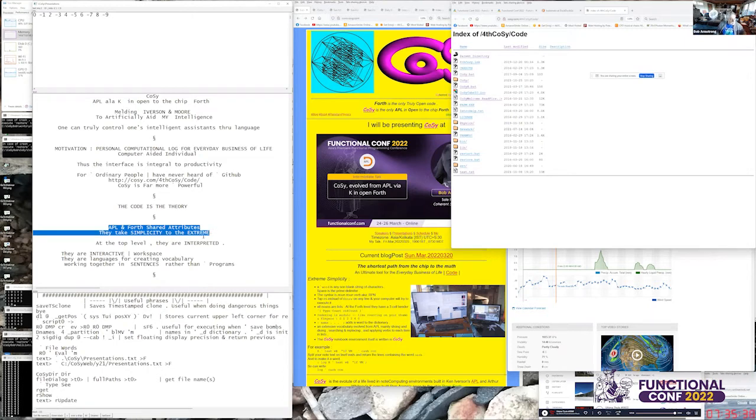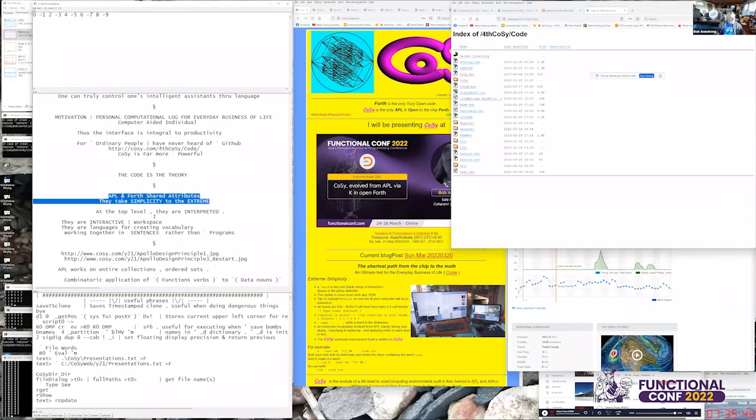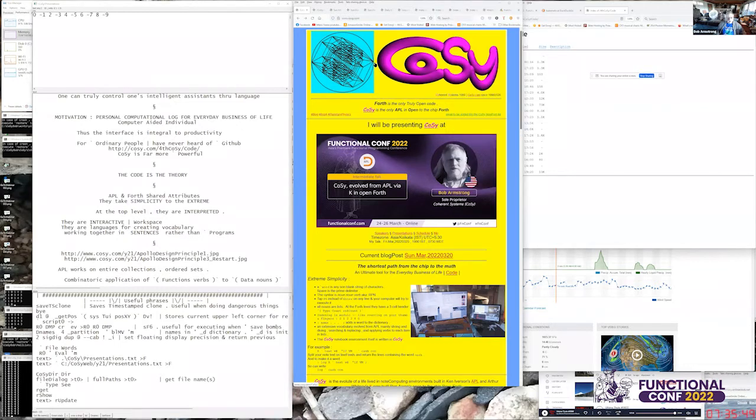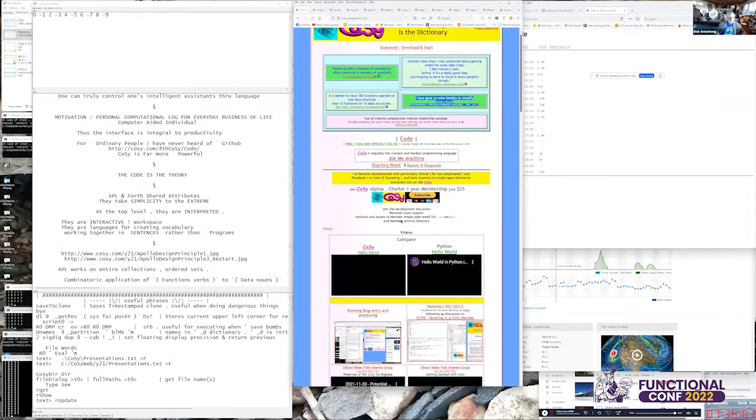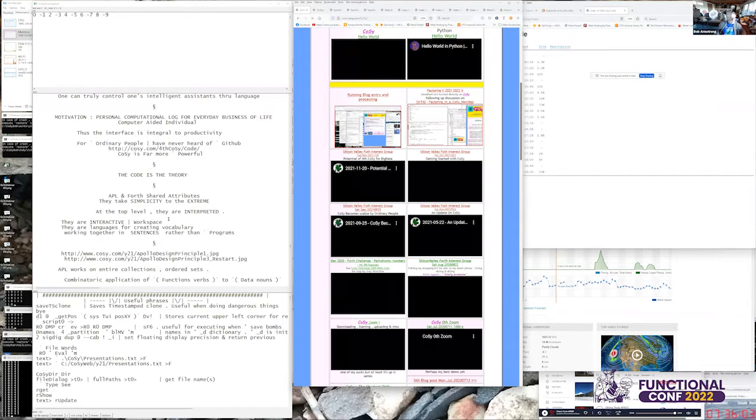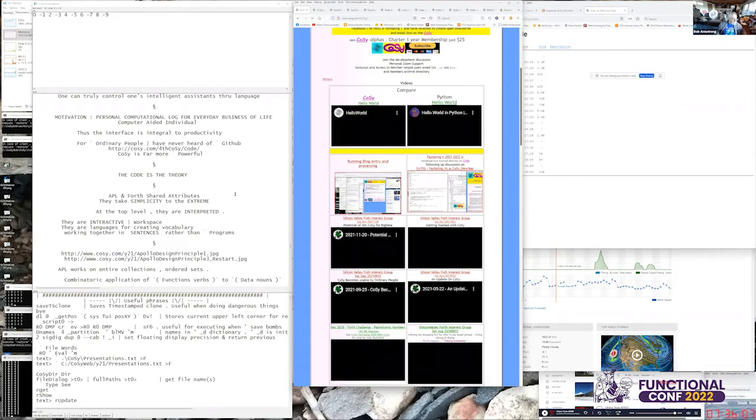APL and Forth share some attributes. And I've been accused also of taking simplicity to the extreme. And actually, here's a quote from Chuck Moore: I've gone to some lengths to simplify, and there are several other quotes. This is a page that's got a lot of, one of the things that's interesting is Hello World versus Python.